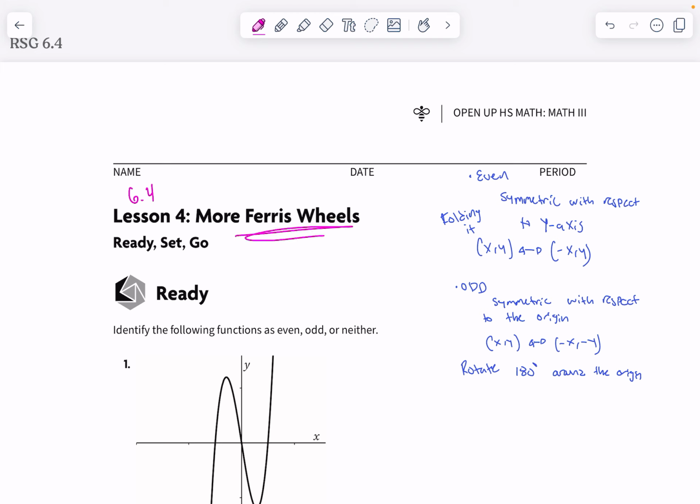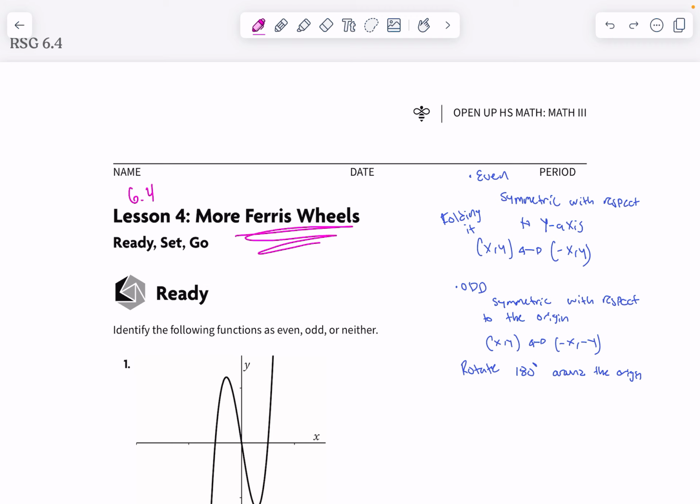6.4 more Ferris wheels. So let's jump into it. I have some notes already for us on the side. So we can just talk about the first parts, our ready problems.